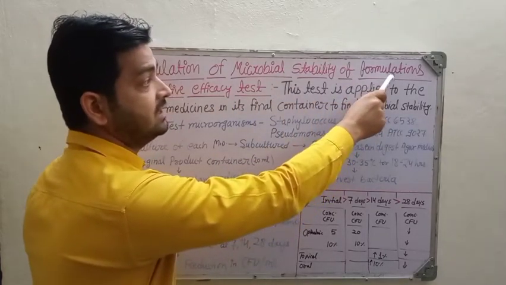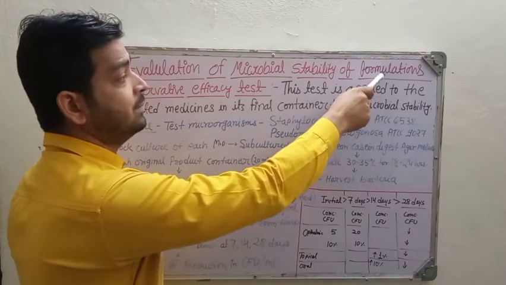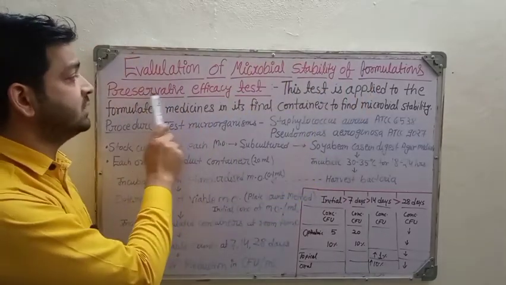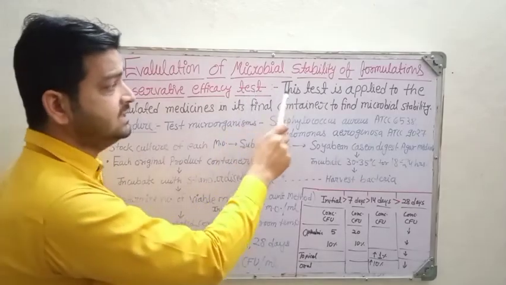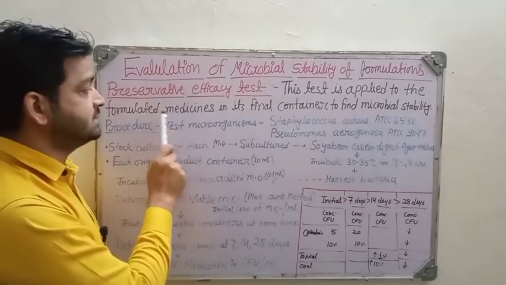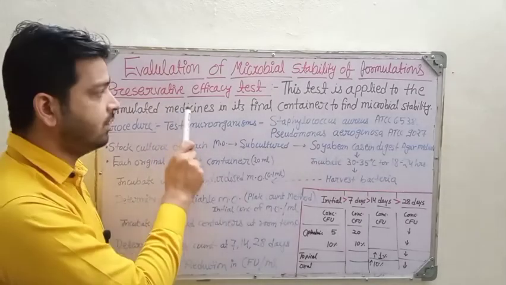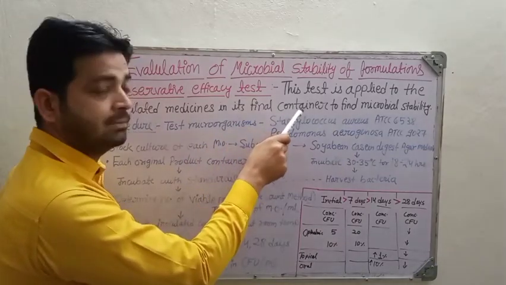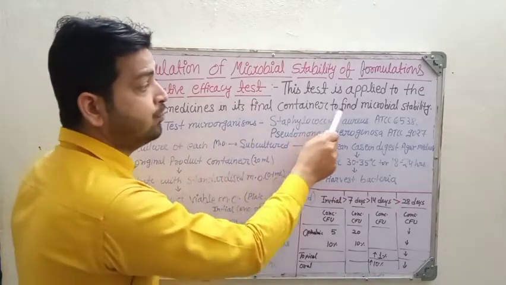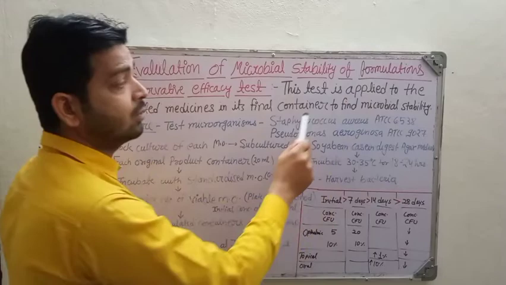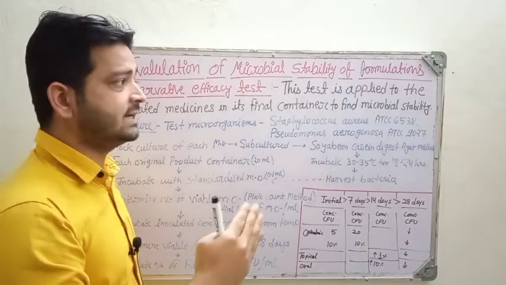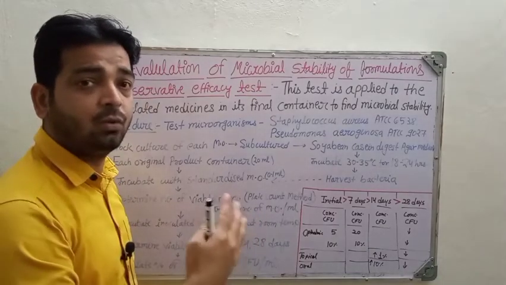In that formulation basically there is the preservative. So how do those preservatives make the formulation microbially stable, right? So it is also known as the preservative efficacy test. So what is it? This test is applied to the formulated medicines, the medicine which has been incorporated into the different dosage form in its final container, whatever it may be, a bottle or any kind of container, to find out the microbial stability, or whether it is safe from microorganisms or not. That is what we want to check, right? So let us discuss the procedure and how we do it, right?